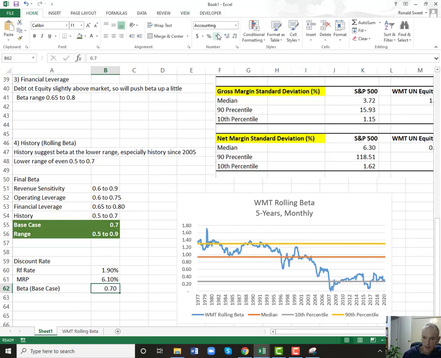And so our discount rate will be the risk-free rate plus beta times the market risk premium. And so our discount rate for Walmart is 6.17%. You can definitely round that if you want to, 0.062 or 6.2%. So there's our final number.